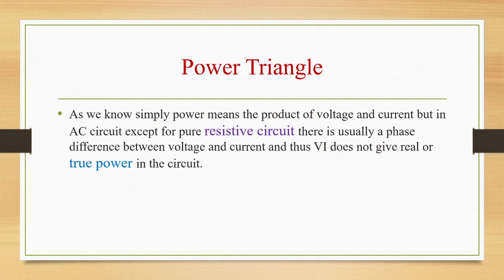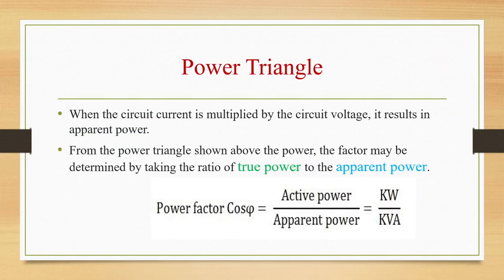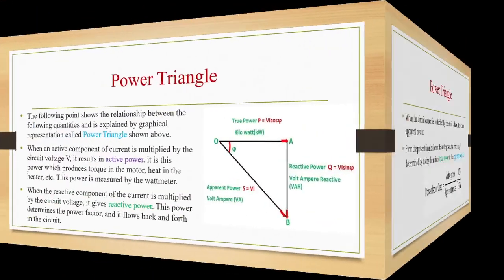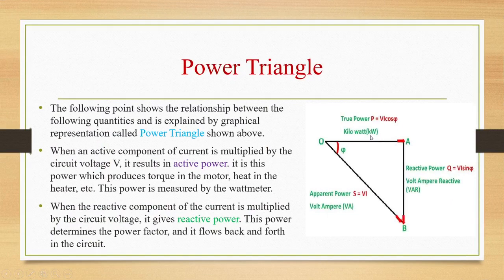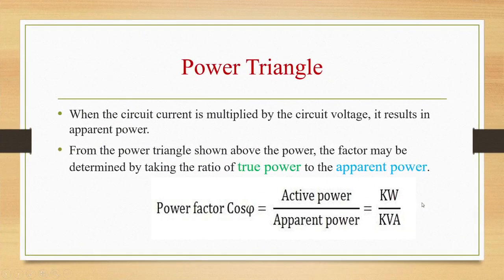So what is power factor? The cosine of the angle between voltage and current is called power factor, and it is given as the ratio of active power to apparent power.